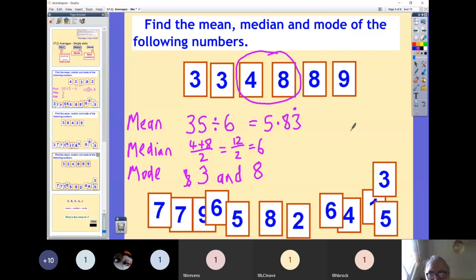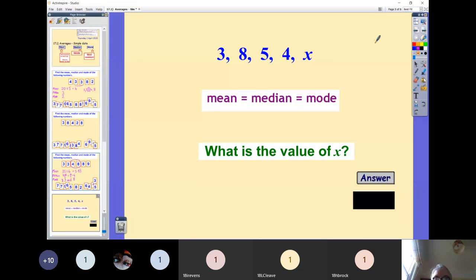Okay, so moving on. Now, just a little challenge for you here. I'm just going to give you a couple of minutes to think about this. Probably the best way to try and do it is trial and error. But what value must x be here such that when you work out the mean and you work out the median and you work out the mode, you get the same number? So what must x be so that the mean, median and mode are all the same number?